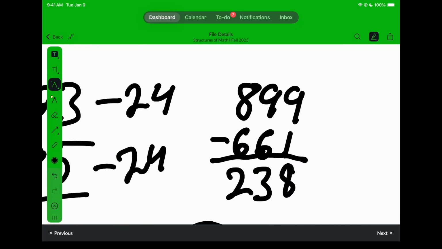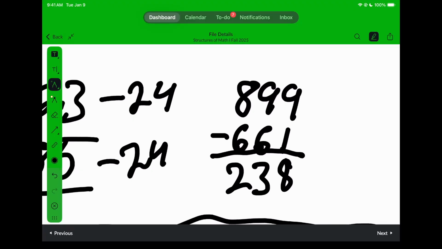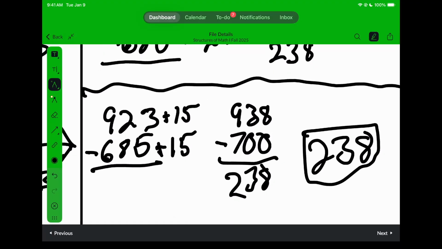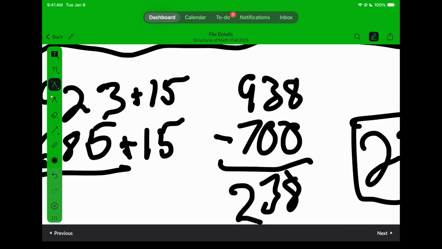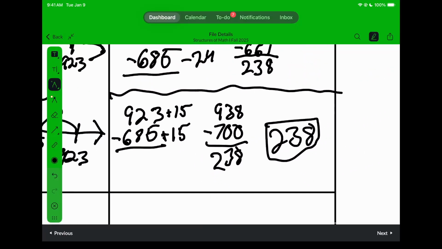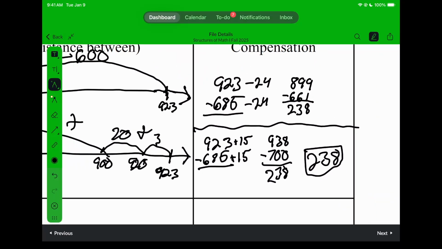Making the top number larger than the bottom number, preferably with 9s, but as large as you can get it. Or making the bottom number smaller than the top number with 0s and whatnot, preferably 0s. So those are two examples for compensation. Still get you the same answer though.